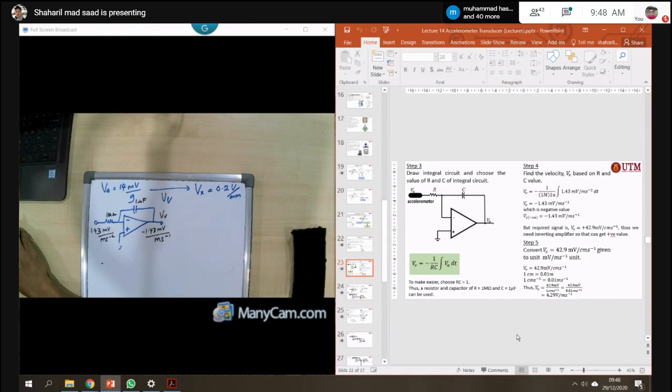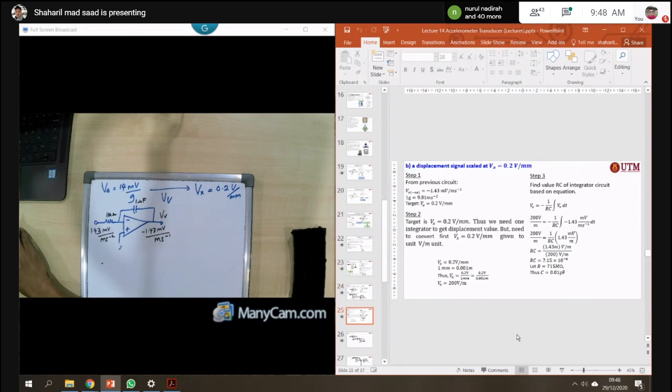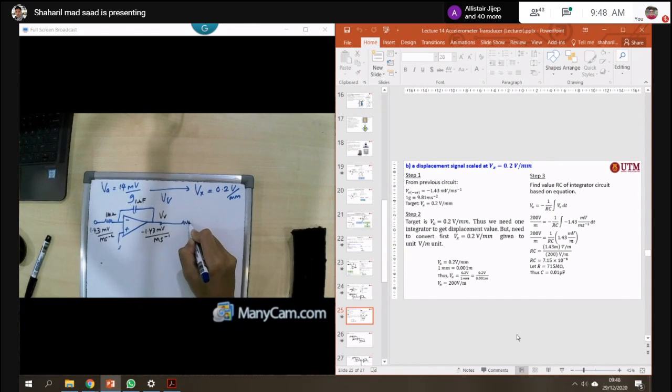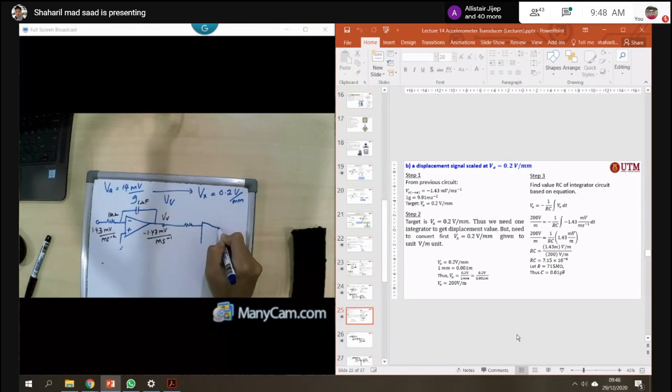Right? Okay, right. So now the next thing is we want to get the Vx from Vv here, right? That means you need to have another integrator here. So let's say this one, the minus and plus going to ground, and this one.